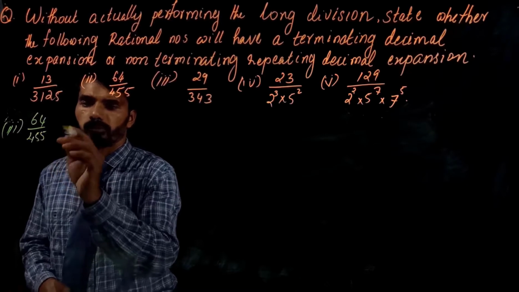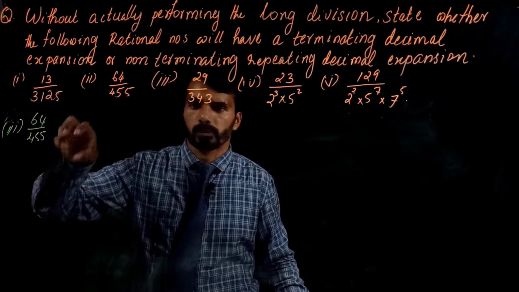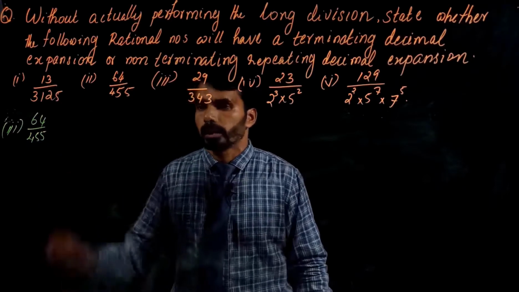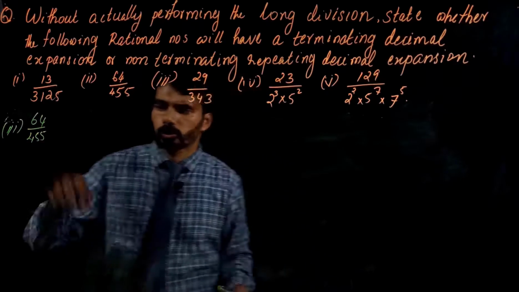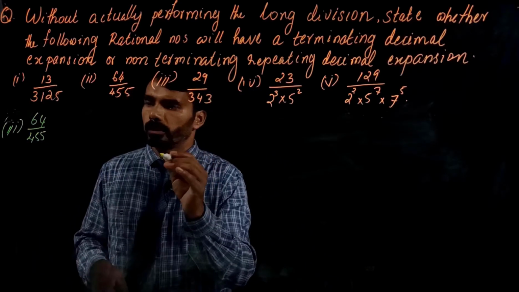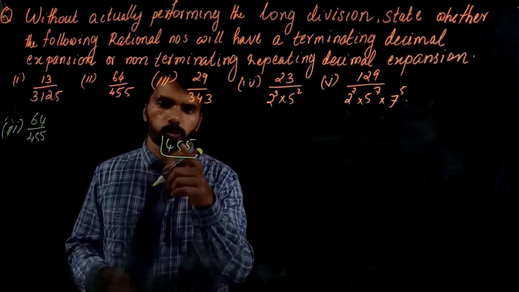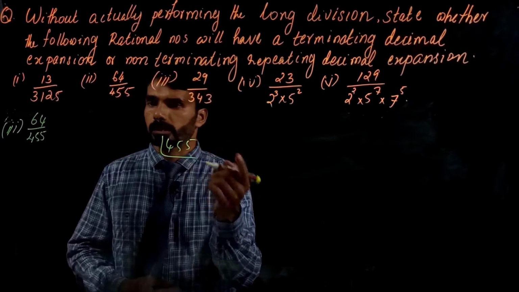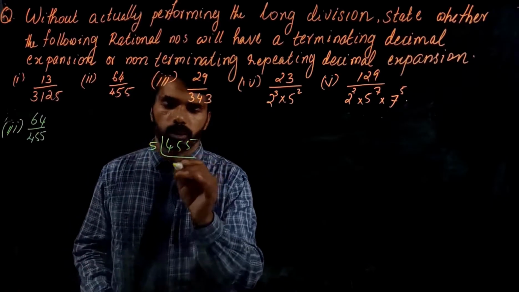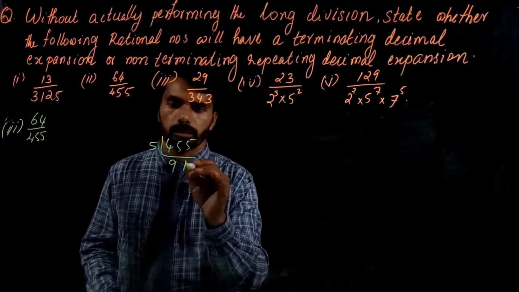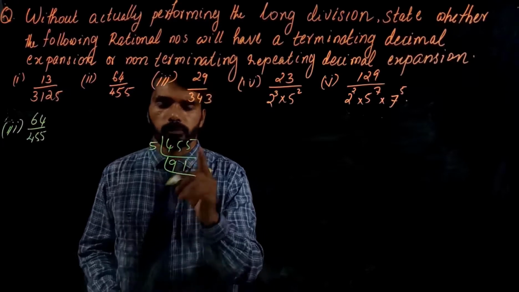We have to rewrite 64 divided by 455 in the form of 64 divided by some prime factorization of this 455. So let us do the prime factorization of 455. By 2 it is not possible. Next, 3 is also not possible. Then let us take 5: 5 goes in 45 9 times, then in 5 1 time. Then again by 5 is not possible.